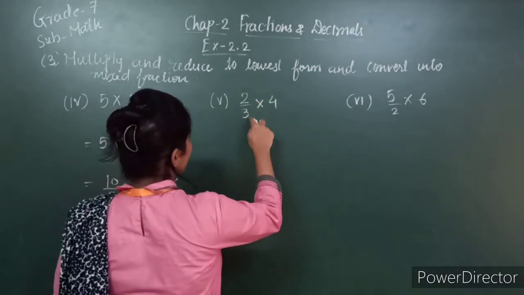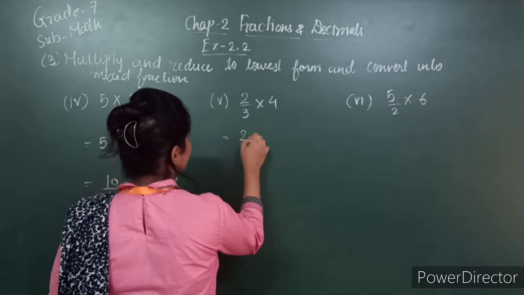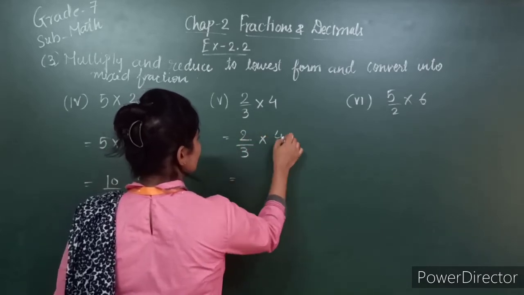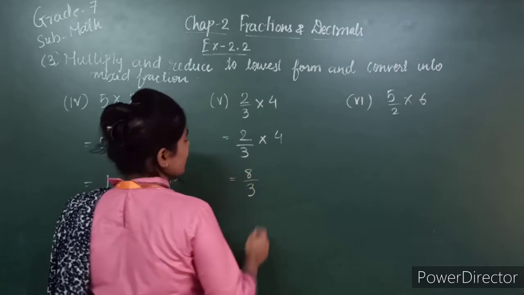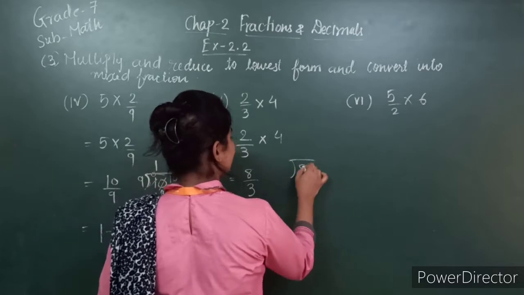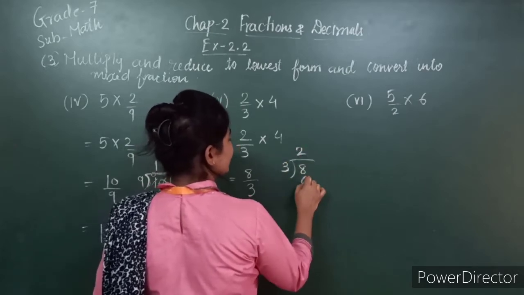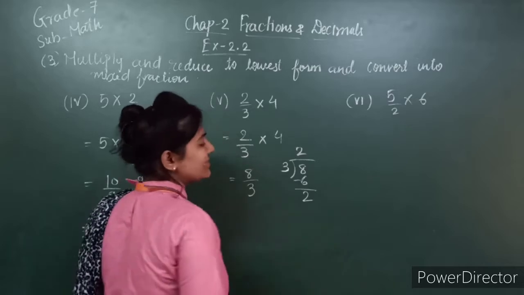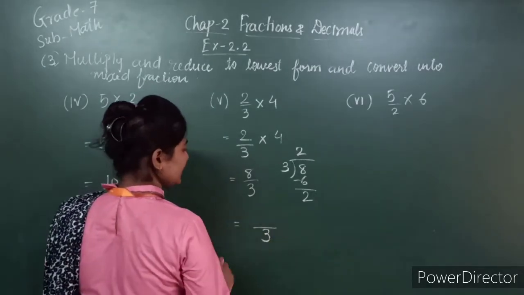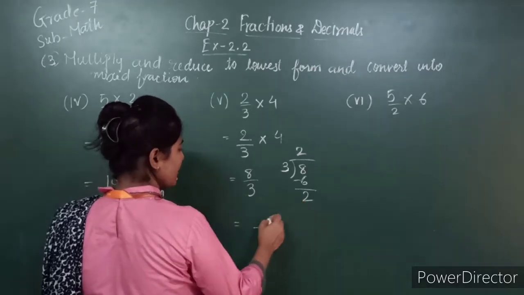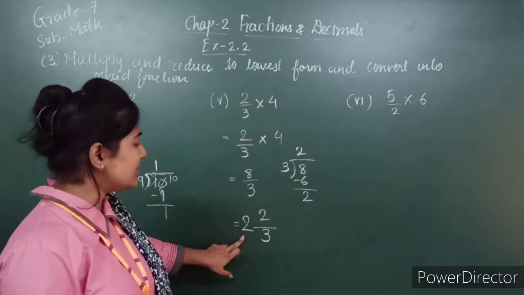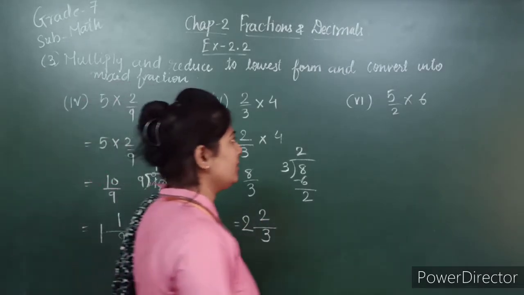Fifth question, 2 by 3 into 4. So here we have to multiply this 2. It is 2 4s are 8 upon 3. Again the numerator is bigger than denominator, so we have to convert this into mixed fraction. So 3 2s are 6. So 2 is the remainder. So here we have to write 3 in the denominator, and this 2 remainder we have to write upper, and this 2 we have to write in a side. So our answer is 2 2 by 3.